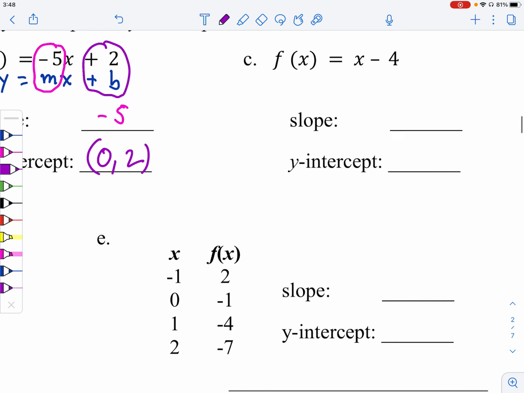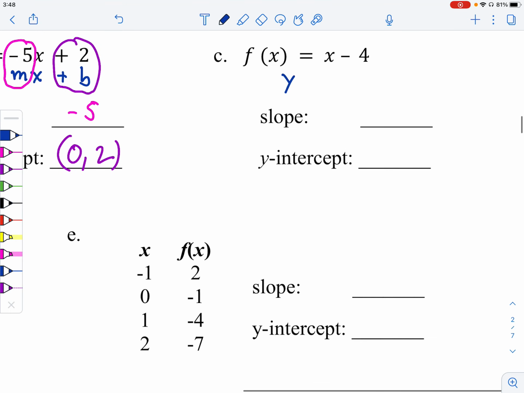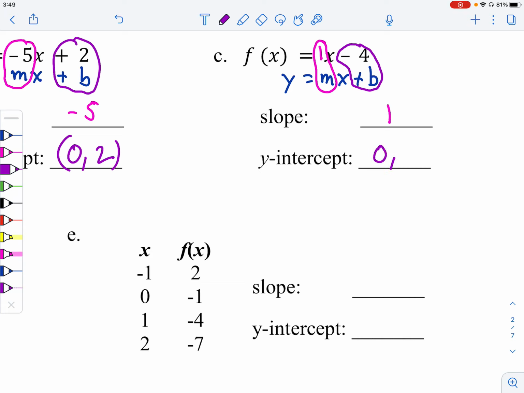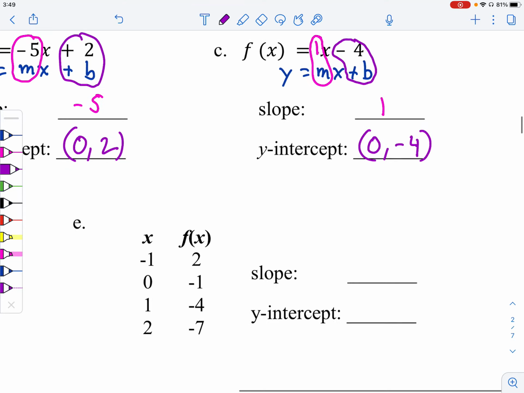Part C, same thing. y = mx + b, and then we match it. There's no number in front of the x. So remember, no number is a 1. So our slope is 1. Our y-intercept is -4. Remember the sign, right? So (0, -4) is our y-intercept. So by looking at the equation, we can tell that.